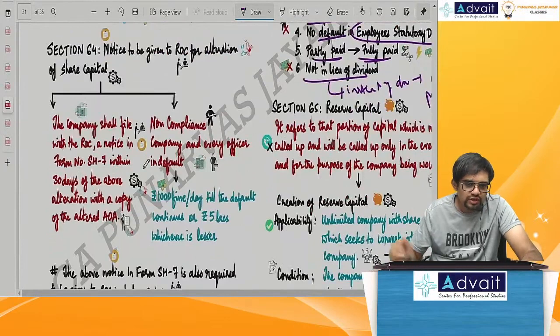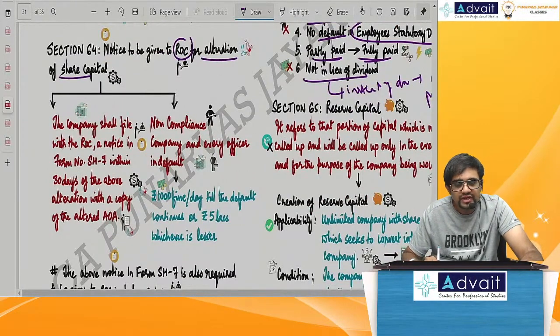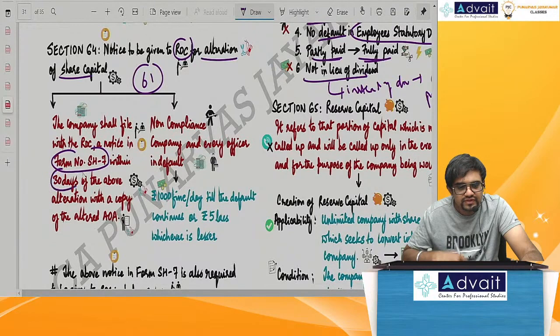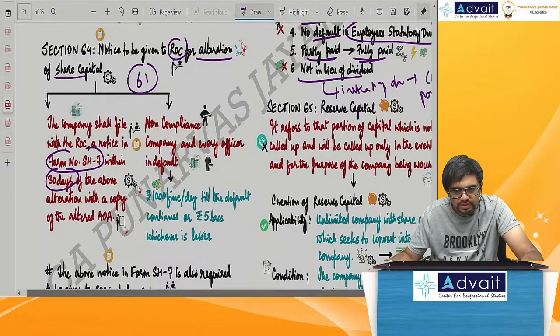Next, coming to section 64. Notice to be given to the ROC for any alteration of share capital. So whenever I alter the share capital under section 61, I have to give a notice in form number SH7 within 30 days. SH7 within 30 days. If I don't do so, fine etc. will be there. Very simple.